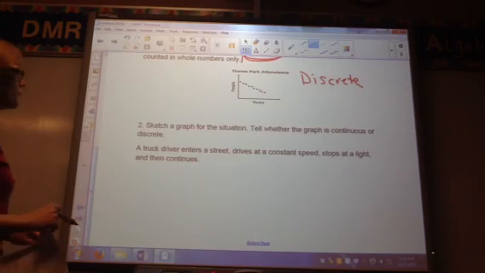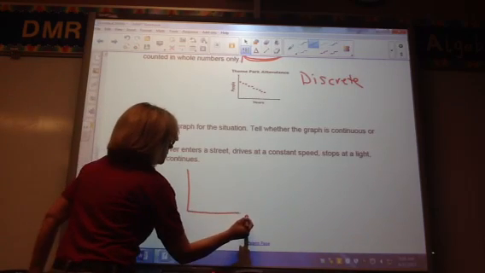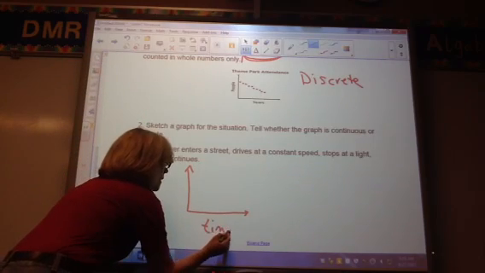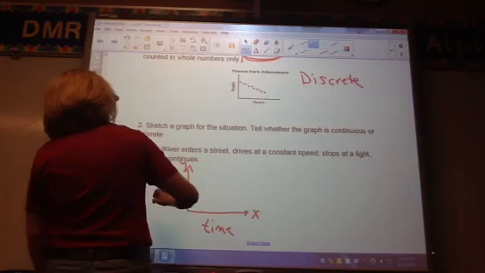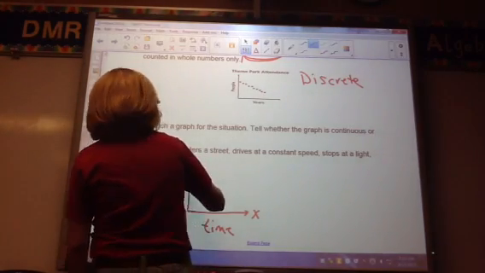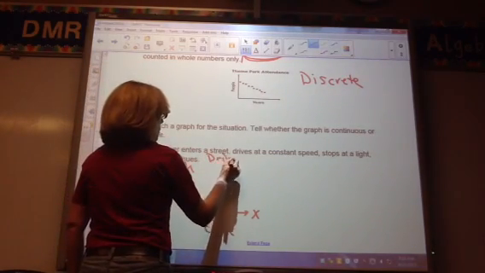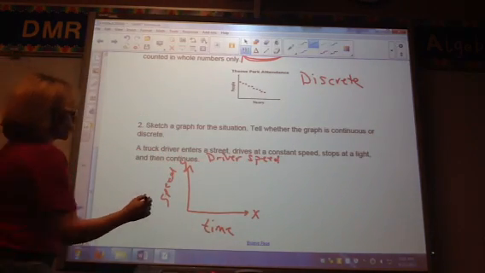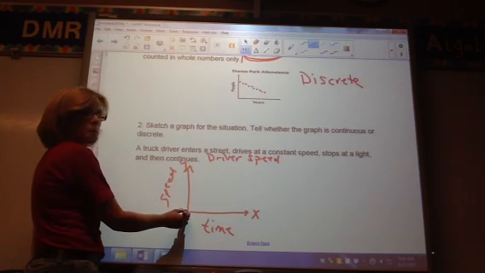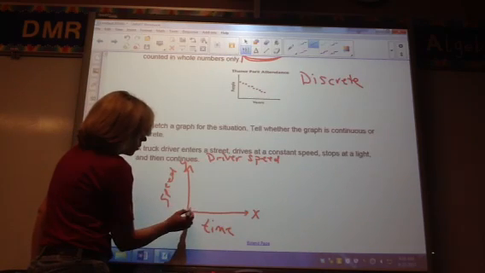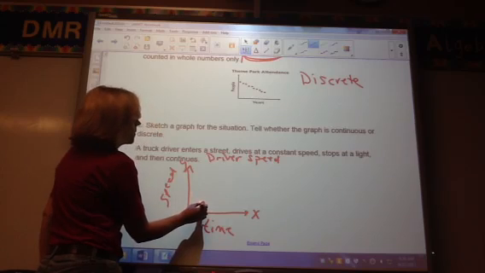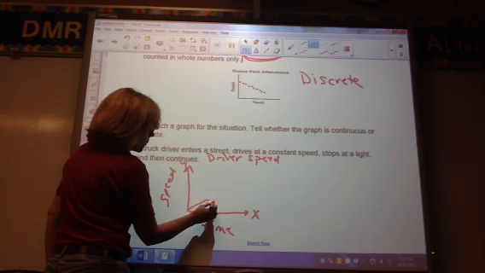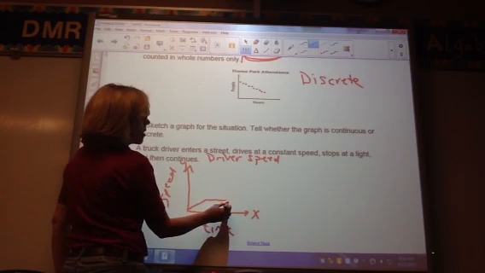Okay, we're going to sketch a graph. You always have your time on your horizontal. That is your X. And right here we have speed on our Y. And this is driver speed. Okay, a truck driver enters a street. Time has stopped, speed has stopped. They're entering a street. So it goes up a little bit, drives at a constant speed, so they're still driving, but the speed stays the same, so that would be a horizontal line.